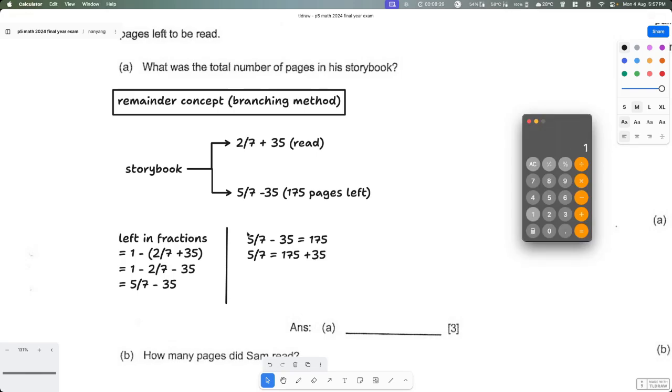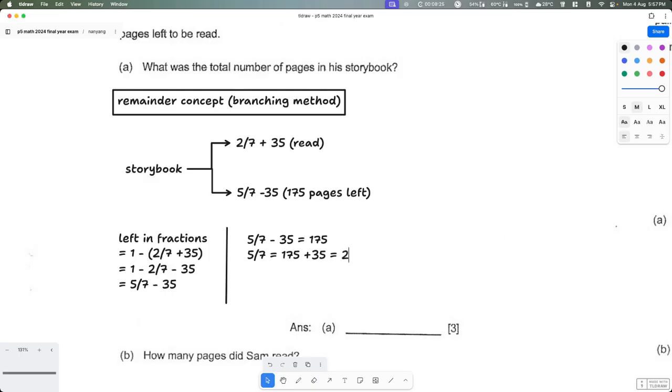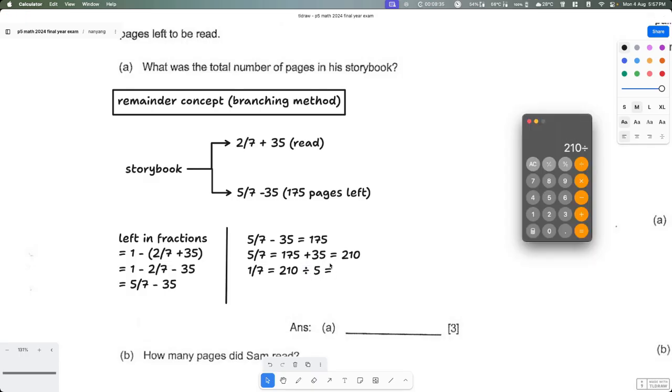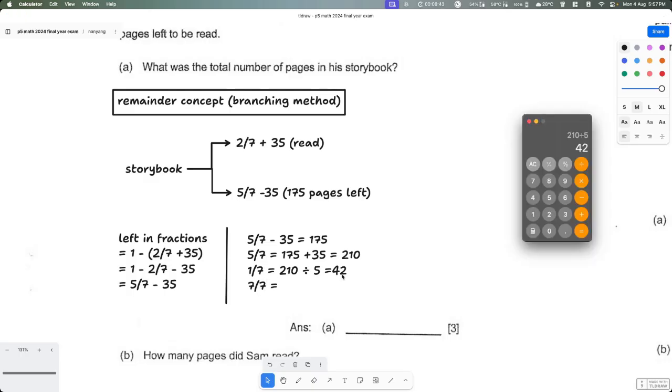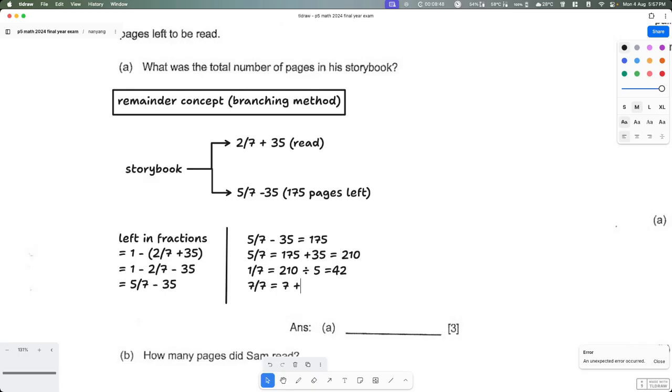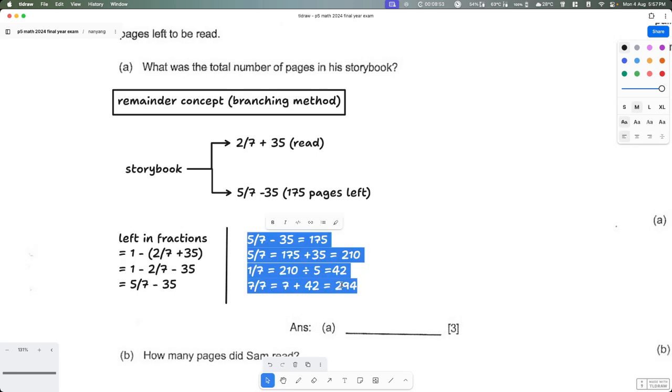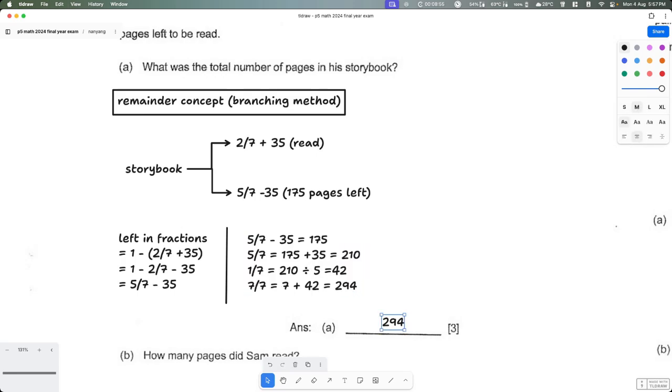Let me see, 175 plus 35. This will be 210. So 1 out of 7 is equal to 210 divided by 5. This will be 42. Then 7 out of 7 is equal to multiply by 7. This will be 294. So 7 times 42 is 294. So that's the answer: 294 pages in his storybook.